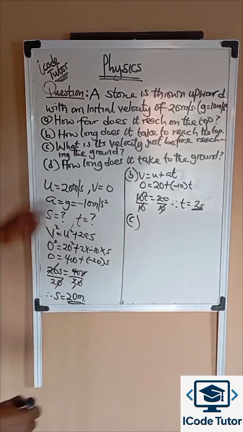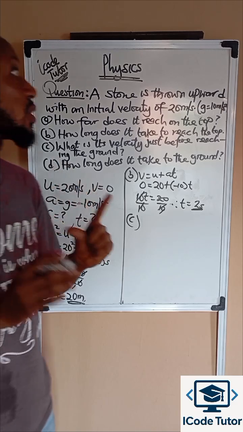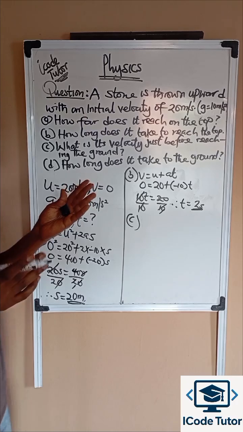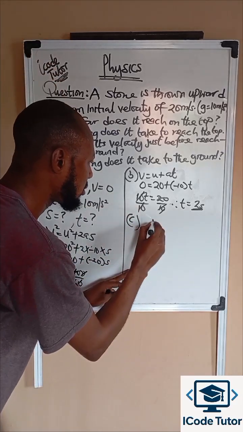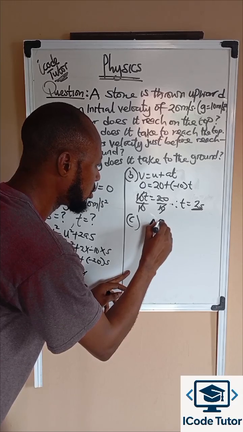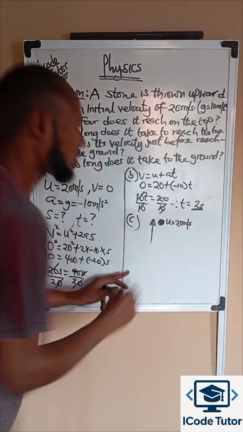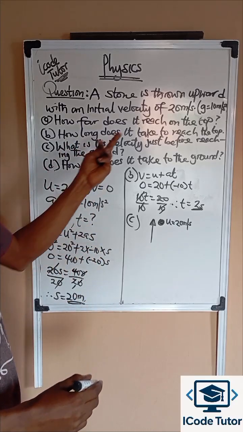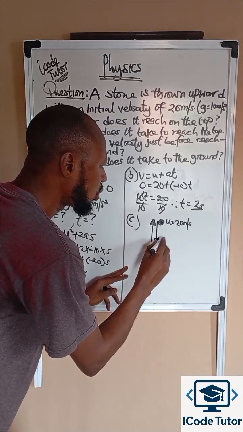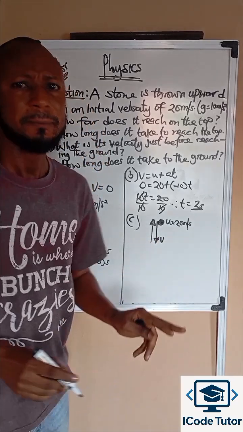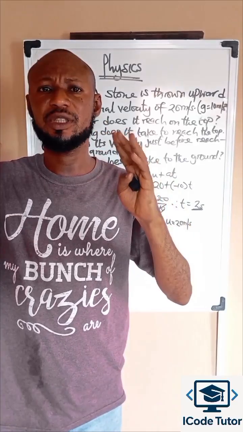Now, the C part is, what is the velocity just before reaching the ground? And don't forget, this one is just like a practical aspect. A stone is thrown upward with an initial velocity of 20 meters per second. What is its velocity before it reaches the ground? That means that once it has moved back to the ground, the final velocity will be of the same magnitude as the initial velocity.